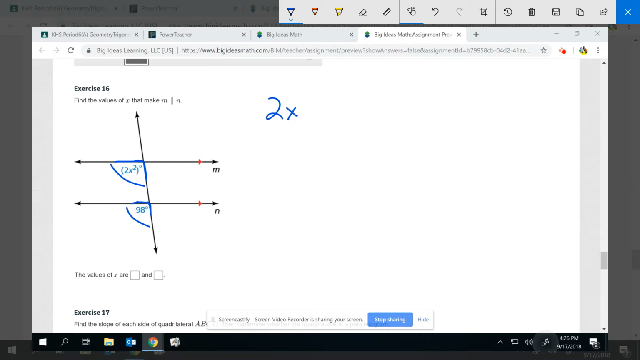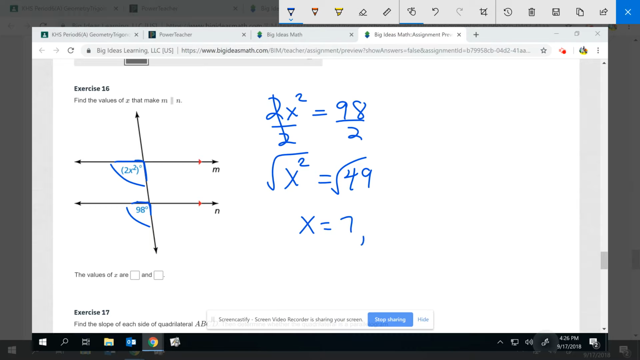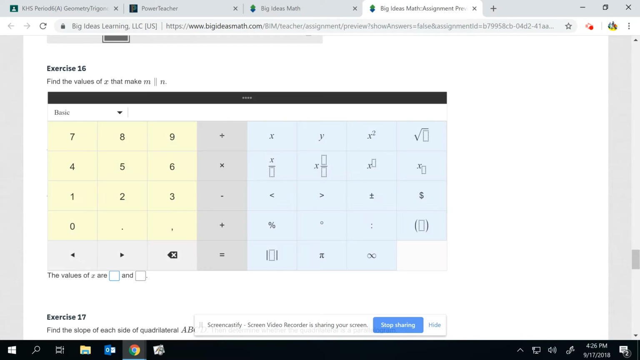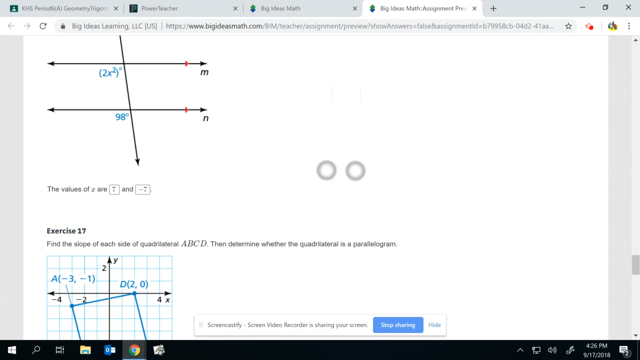So you have 2x squared is got to equal 98. You're going to divide by 2 on both sides so that you get x squared by itself. That's 49. And if you square root both sides, x could be 7 or -7. 7 squared is 49, but also -7 squared is a positive 49. So 7 and -7 would be your two answers for that one. So let's put those in. 7 and -7. All right, 17.